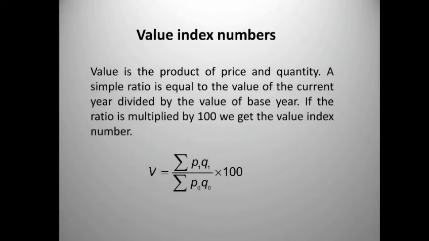Value index number. Value is the product of price and quantity. A simple ratio is equal to the value of the current year divided by the value of the base year. If the ratio is multiplied by 100, we get the value index number. So V is equal to sigma P1 Q1 divided by sigma P0 Q0 into 100.